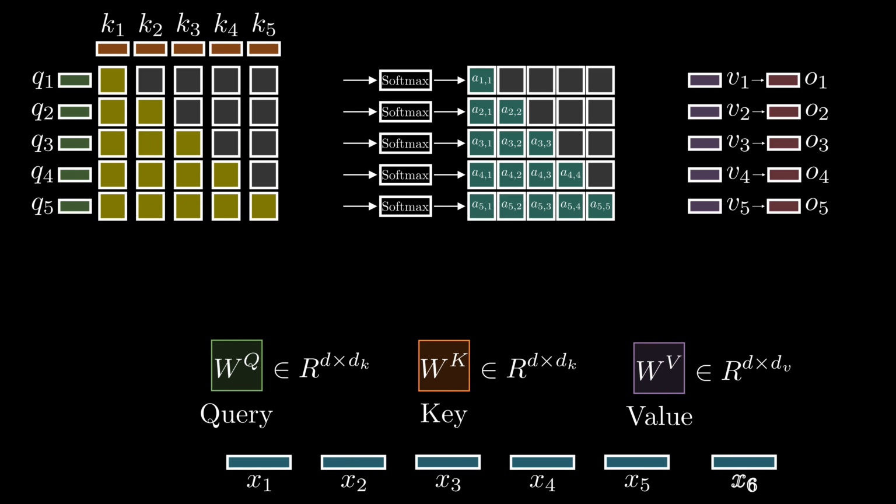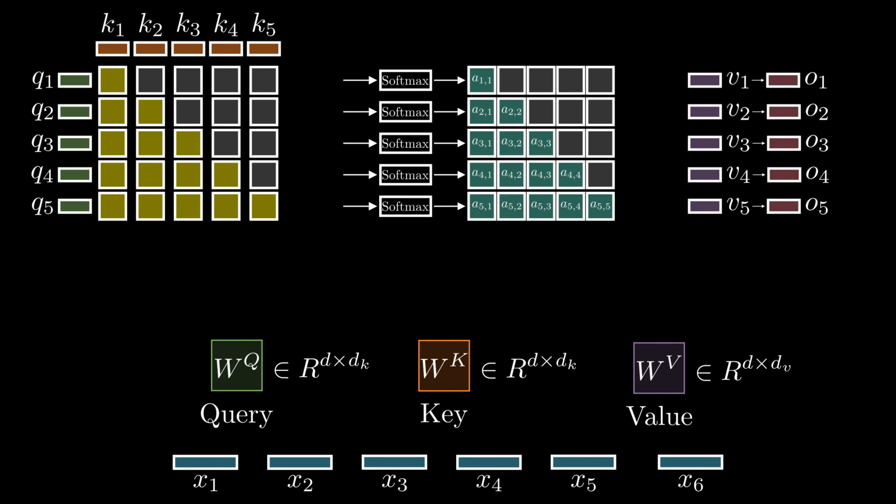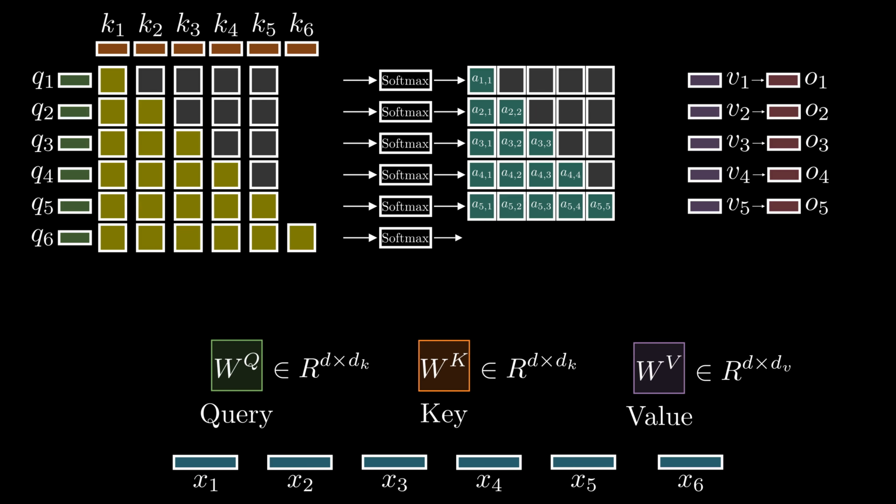Let's say X6 is the first token in the output response. Our goal now is to compute the attention output O6 using the context provided by the preceding tokens. Similar to the prefilling stage, we extract the query and key vectors using the corresponding matrices. With these vectors, we compute the attention scores by taking the dot product and normalizing them with a softmax function. We can then produce the attention output O6 by computing the weighted sum of the value vectors.